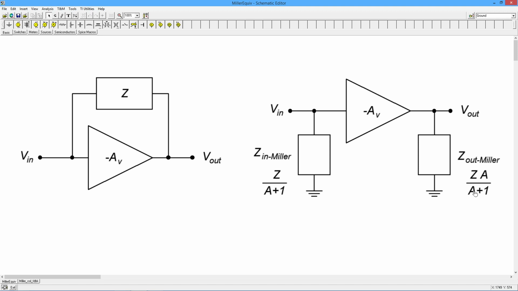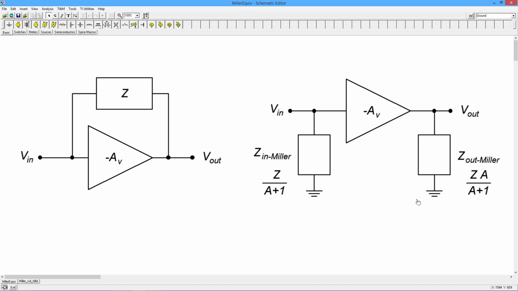In other words, for high gains, virtually the same as Z, right? A over A plus one is just about one. So the Z out Miller will be pretty much equal to the Z in. And it will turn out that Z out Miller plus Z in Miller is always equal to the original Z value, right? This is Z times one over A plus one. And this is Z times A over A plus 1. And if you add 1 over A plus 1 to A over A plus 1, you get A plus 1 over A plus 1, which is 1!